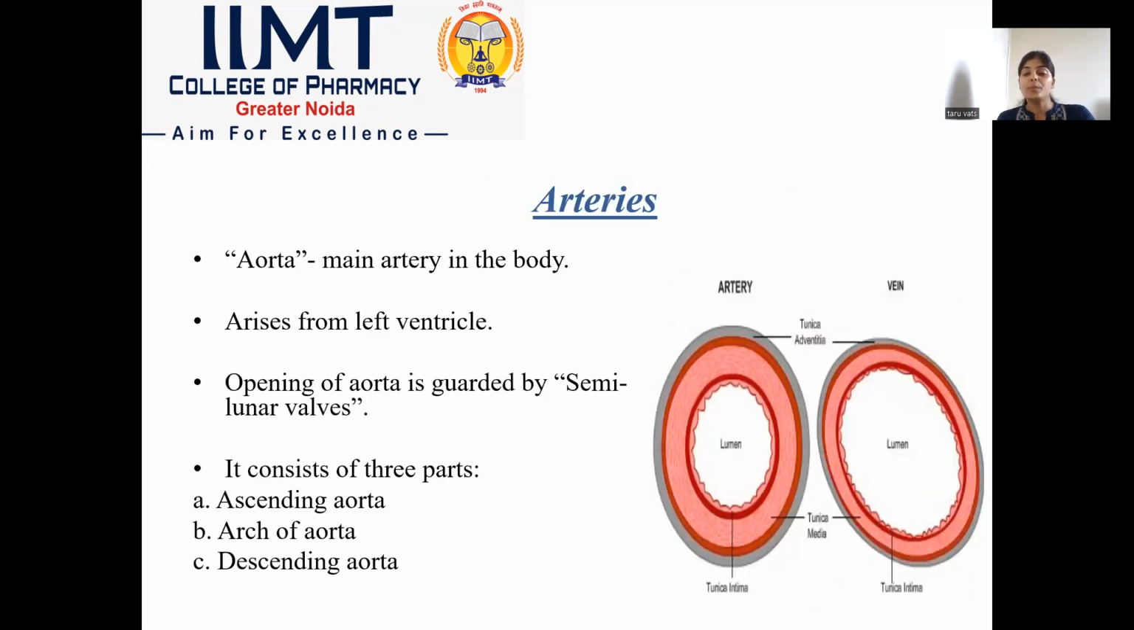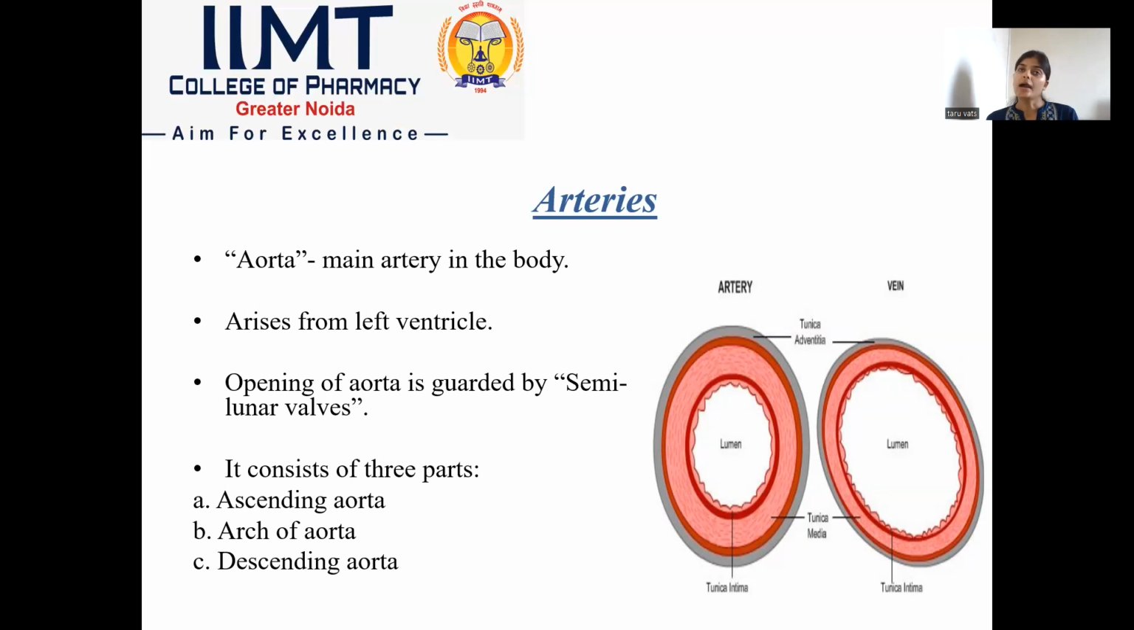Aorta is the main artery in the body as it supplies oxygenated blood to all parts of the body. Aorta arises from left ventricle and opening of aorta is guarded by semilunar valves. Aorta consists of three parts: ascending aorta, arc of aorta, and descending aorta.